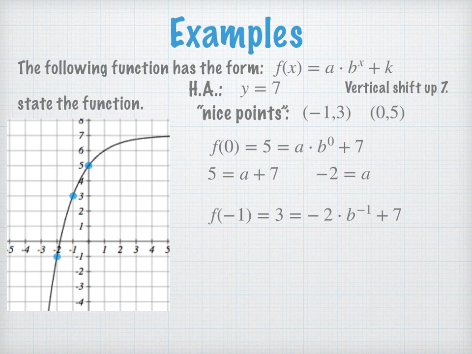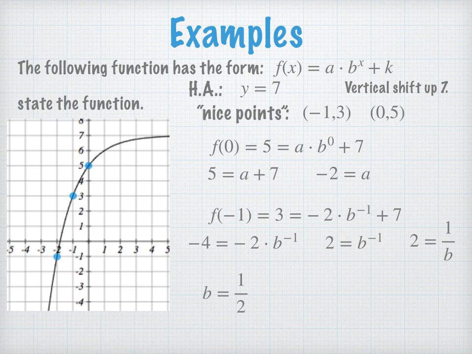Well, let's start this out by subtracting 7 from each side. We will have negative 4 equals negative 2 times b raised to the negative 1. Divide both sides by negative 2, trying to isolate b. We get that 2 equals b to the negative 1. Well, again, using our exponent rules, this would mean that 2 equals 1 over b. So solving for b, we would have that b equals 1 over 2.